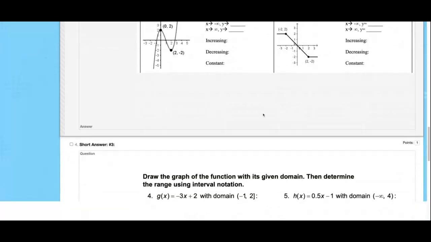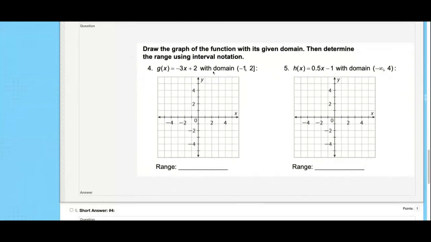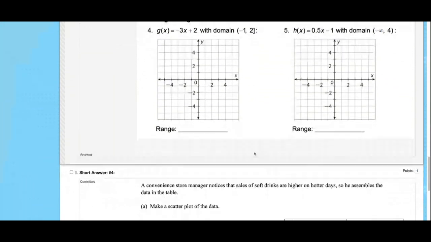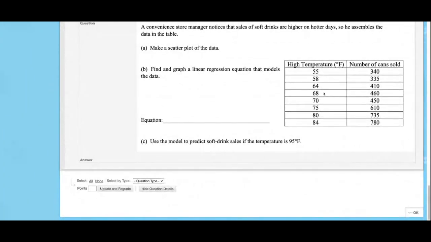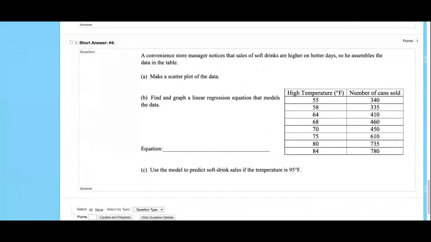Okay, and then problem number 3, you're just supposed to graph this out with the domain -1 and 2. So remember, open dots and closed dots. And number 4, data, put it into your calculator, graph it out. That's the assessment for this week.